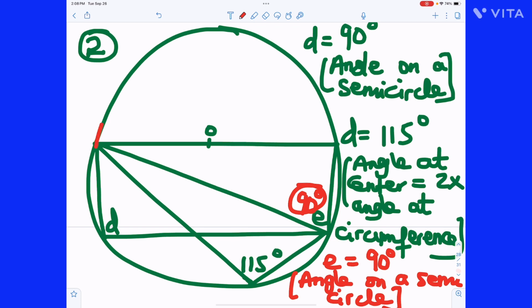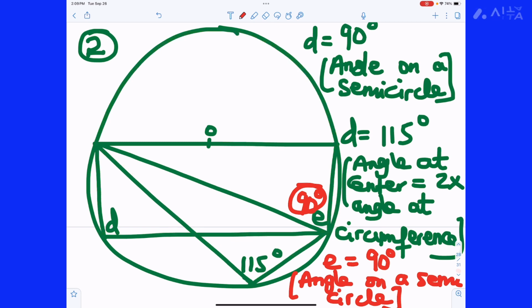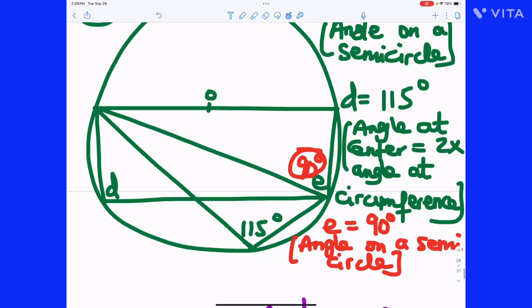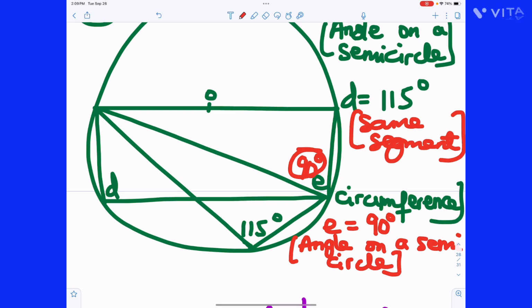Now, look at this arc. This arc forms angle 115 here, and also forms D here. So that means D and 115 are the same because they are angles in the same segment. So we say D is equal to 115. Okay, I think I wrote a wrong reason here. The reason would be that they are both angles in the same segment, not angle at center is twice angle at circumference.